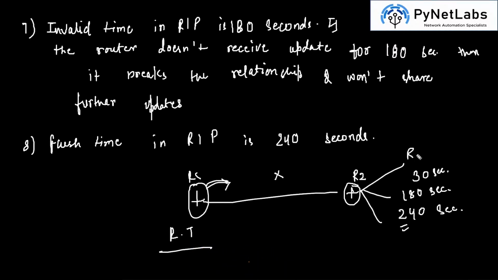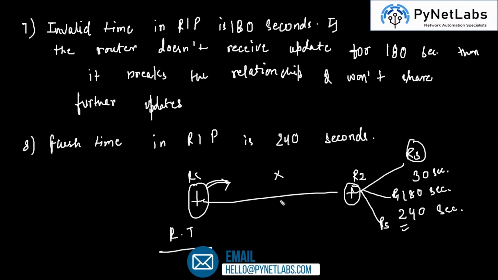So let's say there were routes to reach R3, R4 and R5. What R1 will do is remove all the routes which are going through R2, or any information related to R2. So these were the timers of RIP, and you guys can take a note of this. After that, we'll be moving to Packet Tracer to learn how this works.